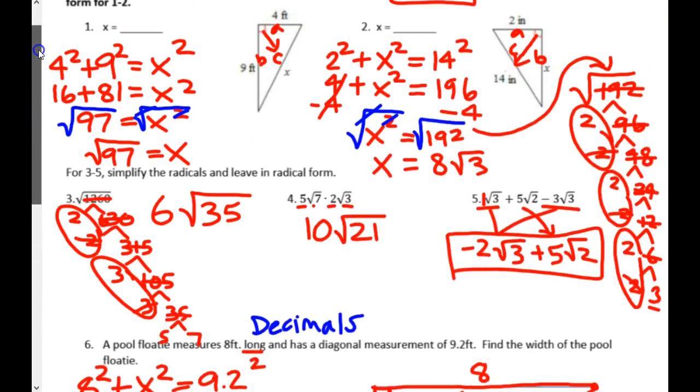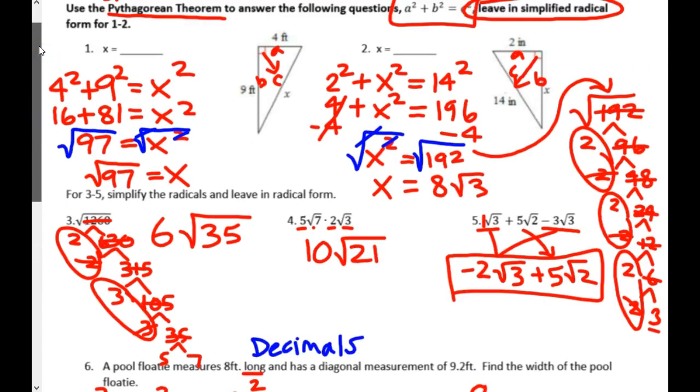Alright, so that's how you do your quiz. It's going to be very similar. So please remember, on the back of it, when you have word problems, I need decimals. And then on the front side, make sure you do the Pythagorean theorem and reduce the radicals like it says. And alright, let's get it started.